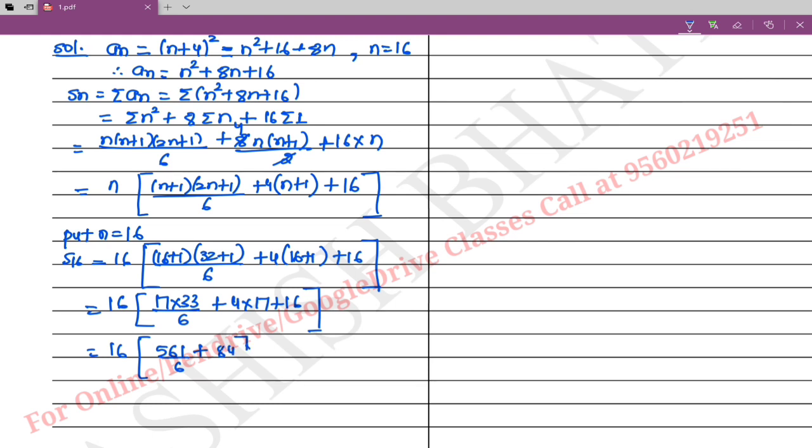Fine. So there is some problem with the pen. Which is further equal to, let's take the LCM here. The pen is not working.